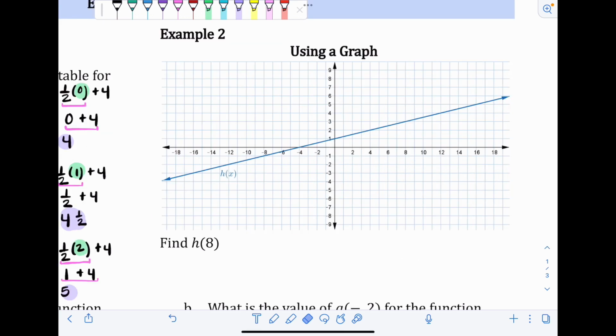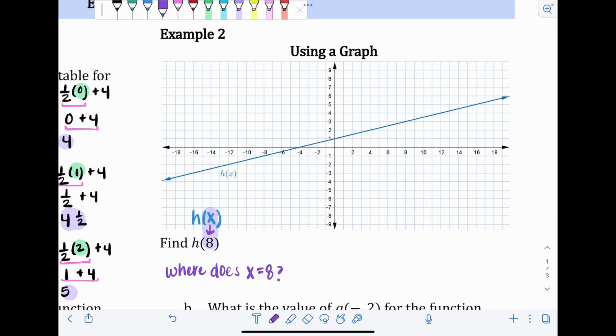Okay, so example 2, evaluating a function using a graph. So you could see that the function itself is labeled as h of x, and then the problem says to find h of 8. So I'm gonna just rewrite that h of x right above it. And you can see that in the spot where the x normally was, there's an 8 there now. So the 8 is replacing the x. So another way of asking this same problem is saying, where does x equal 8?